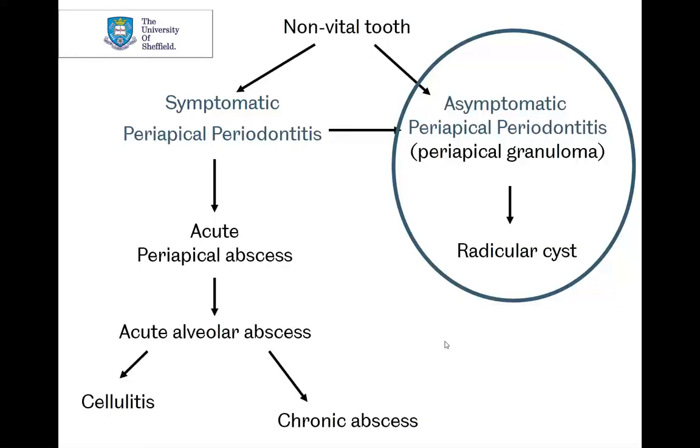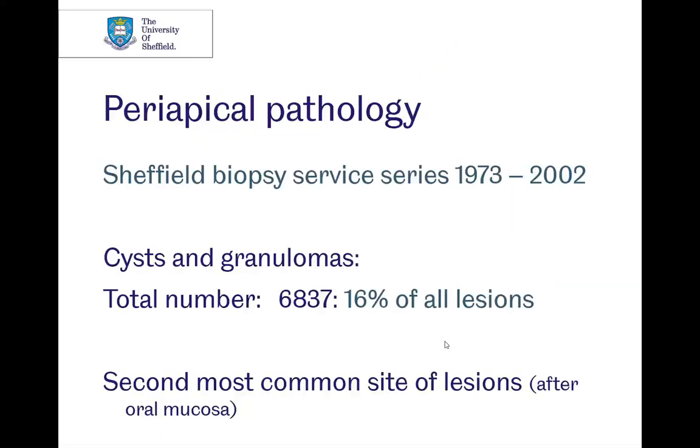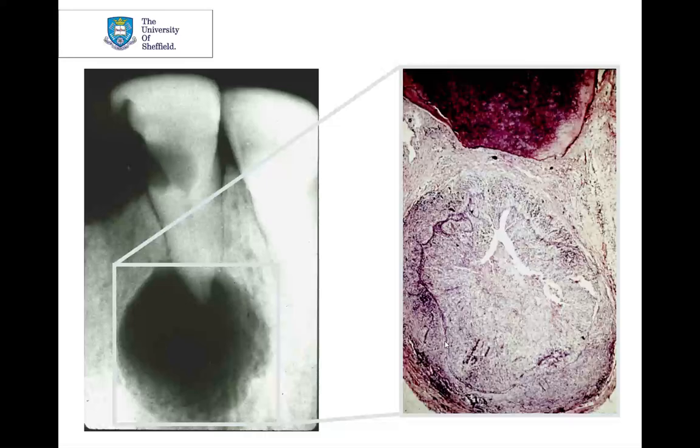What about the chronic side, the asymptomatic lesions? There are two main lesions here, which is a periapical granuloma and a radicular cyst. And between them, they play quite a large part in the pathology that we deal with and we report on a day-to-day basis in our diagnostic service. So when we had a look back through our biopsies over quite a long period of time, you can see that in fact there were a large number of apical cysts and granulomas, 6,000 of them over that period, which is a significant proportion of all the lesions. And we can see more oral mucosal lesions, but still see quite a lot of periapical pathology.